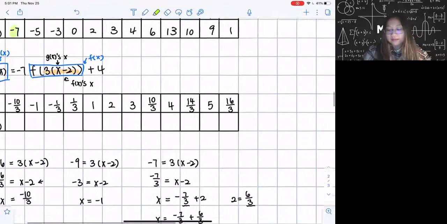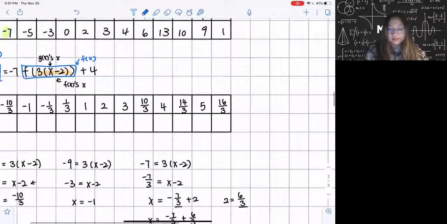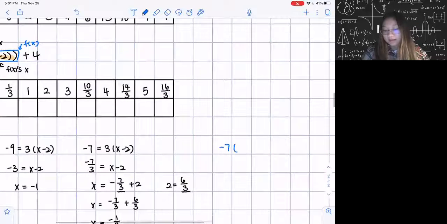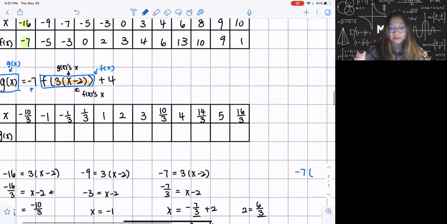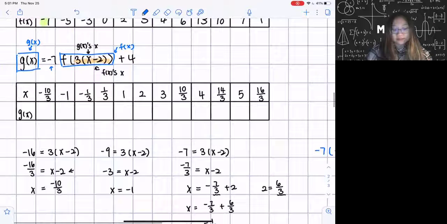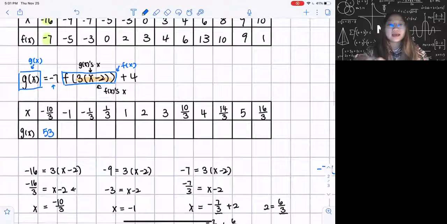So let's do that. So here I have, let me just do it in blue. I have this -7 here, so I'm going to draw this down. -7 times my f of x here, which is also -7, and then +4, right? So I got 53. See, pretty simple. It's easier than my x values, right? Basically, I'm just multiplying my f of x value by -7 and +4.